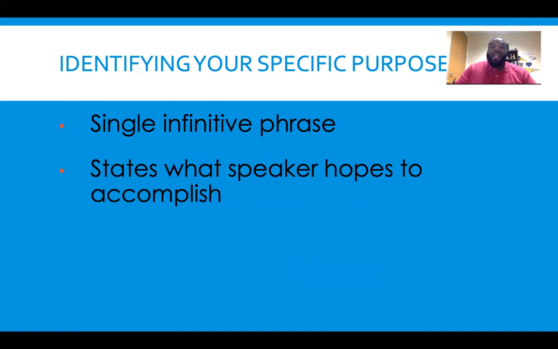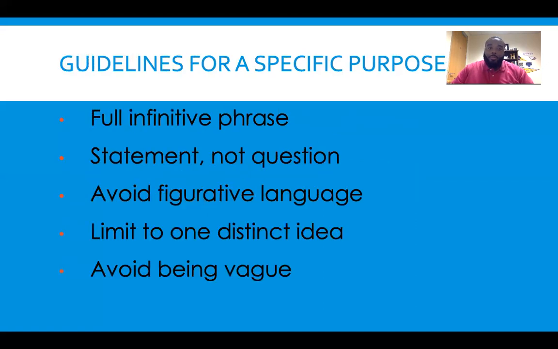All right, identifying your specific purpose. Your specific purpose is a mild extension from your general purpose. So it's a single infinitive phrase that states what speakers hope to accomplish. So your specific purpose should say, at the end of my speech, my audience will be informed about. At the end of my speech, my audience should be persuaded to. So it's an extension of your general purpose. You're informing your audience about something that is specific and you want a full statement to do so.